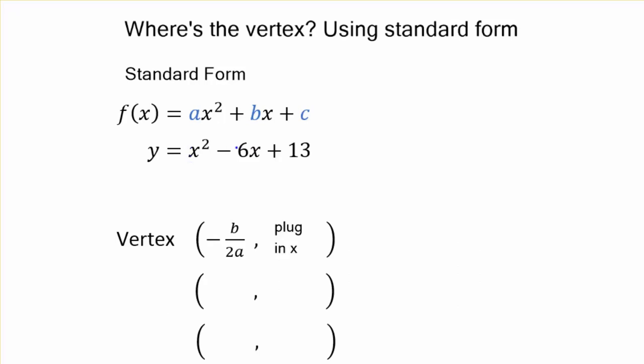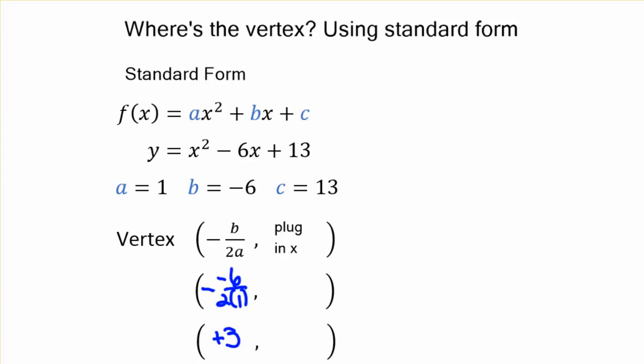Let's try another one. We got 1 for our a, negative 6 for our b, and 13 for the c. Negative b over 2a. I'm going to have negative, that's going to be a negative 6 for b, and then 2 times a. Remember, a is going to be 1 because there's no number there next to the x. It's a 1. So it's going to be negative 3, but I changed the sign. Remember, it's negative b over 2a, so it's a positive 3.